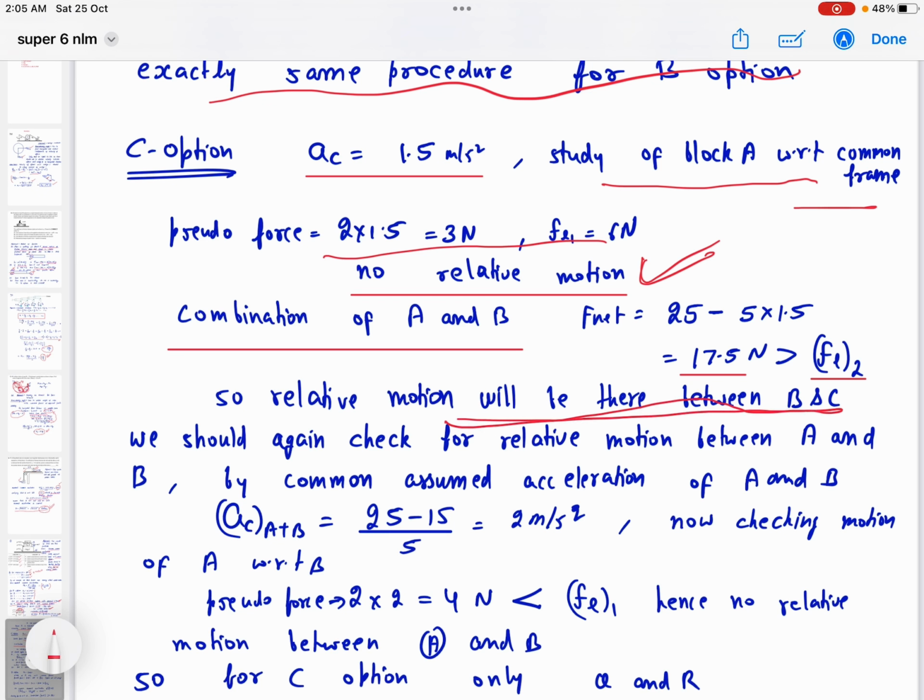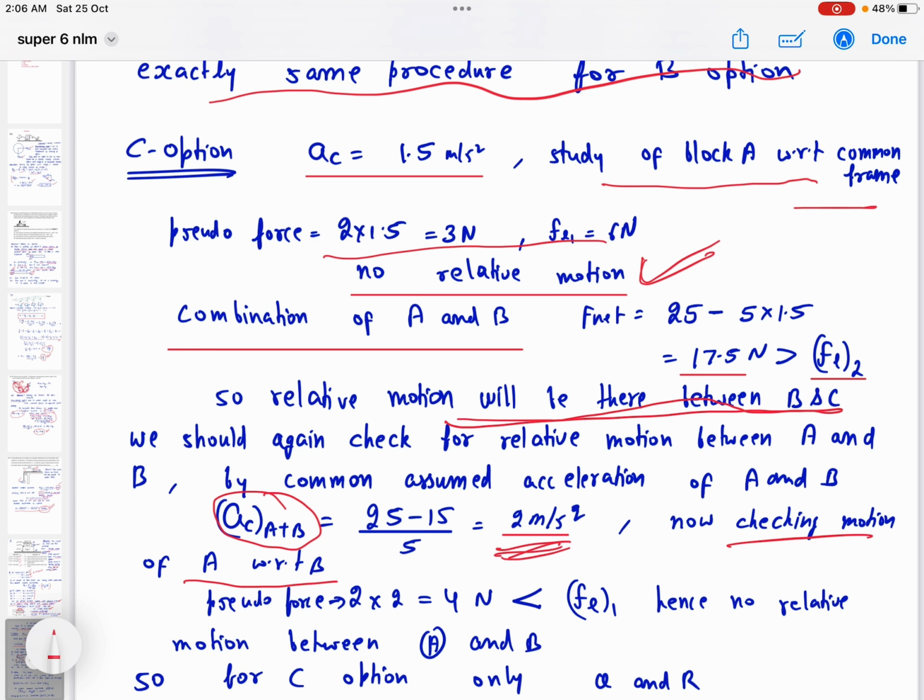So when we are getting relative motion between B and C, it means surface C will offer what friction, that we know, right? It means combined acceleration of A and B we can find, right? So if A and B are moving together, then their common acceleration should be 2 meter per second square. Now checking motion of A with respect to B. Now I am cross verifying it, that between B and C there is a relative motion, and A and B, if they are moving together, with what acceleration they should move. So they should move with 2 meter per second square.